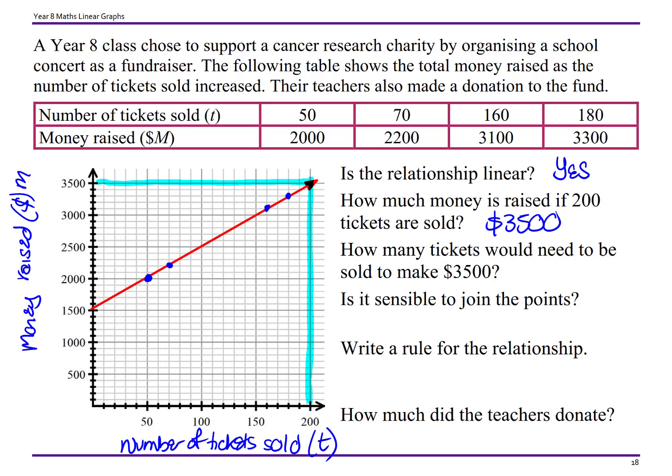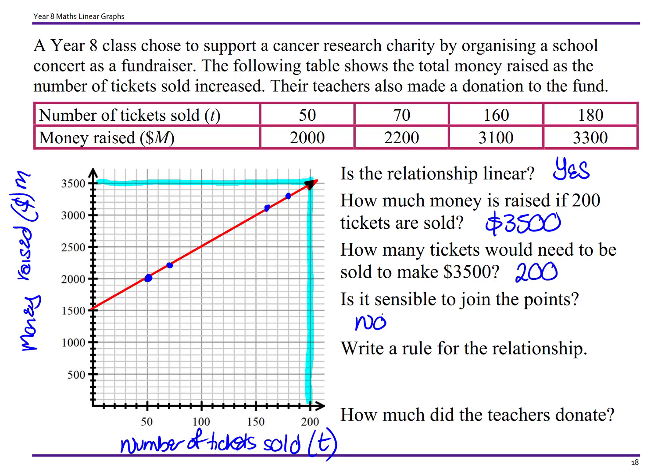How many tickets would need to be sold to make $3,500? Same answer, 200 tickets. Is it sensible to join the dots? In this case, no, because you can't sell anything besides whole number tickets. So you can't sell 50.2 tickets, but we're going to join the dots because it's an easier thing to see. It makes sense to do it, as to draw individual dots would be silly.